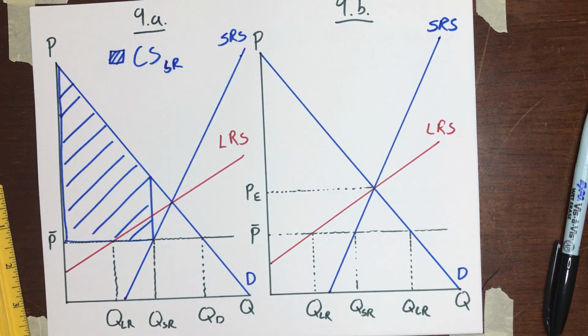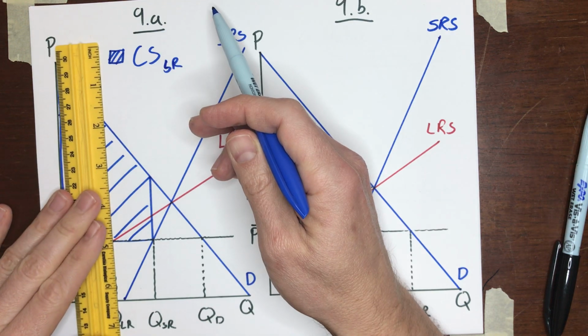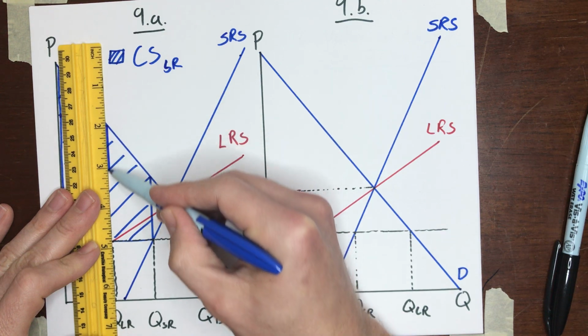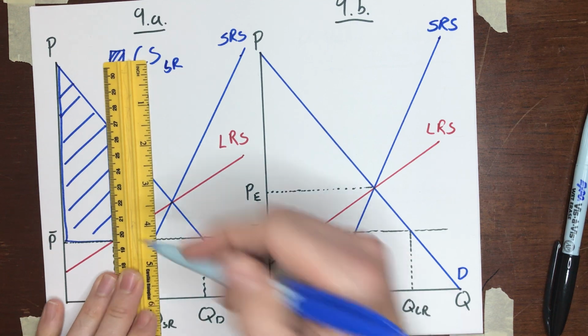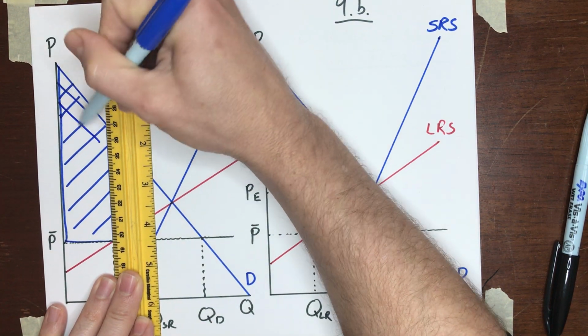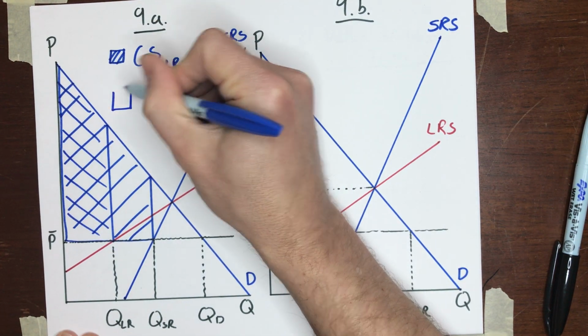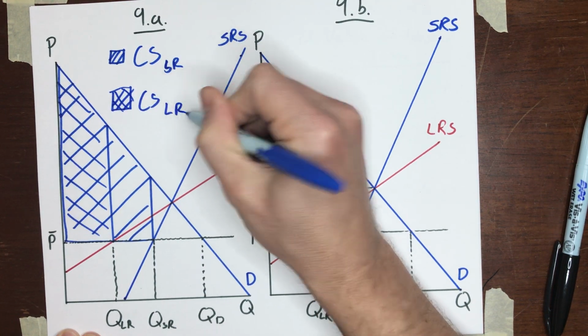Okay. Now, in the long run, what's going to happen? Well, in the long run, producers are going to cut back on their output. They're going to cut it from QSR down to QLR. And so you're not going to get all of this surplus. Consumers are no longer going to get this area of surplus here because they'll only be consuming that number of units. So in the long run, the consumers end up with just this area here, and I'll shade that in like so. Consumer surplus in the long run.